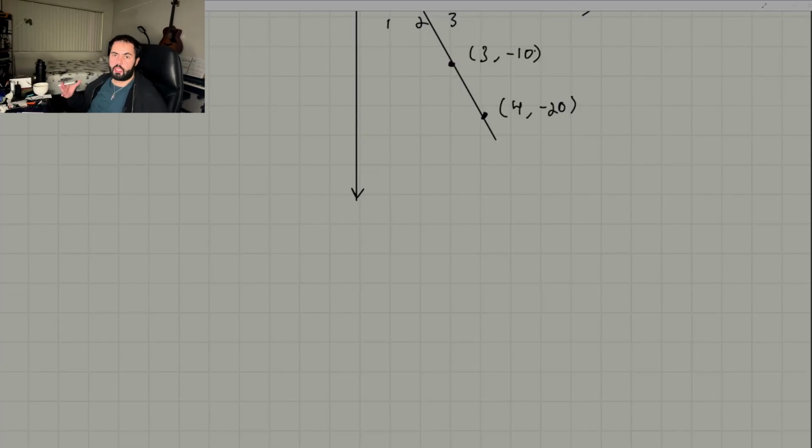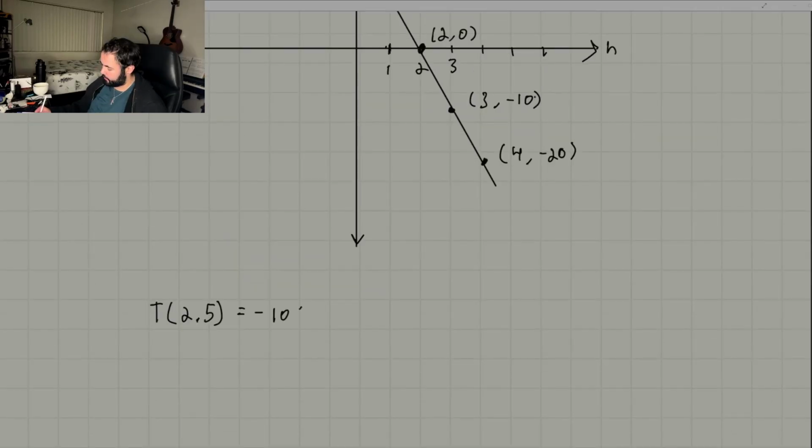Let's try and make some predictions. Let's ask ourselves, what is the temperature going to be at 2.5 kilometers? h is equal to 2.5, so T is equal to negative 10 times 2.5, plus 20. And if you plug this into a calculator, you will find this is equal to negative 25 plus 20.